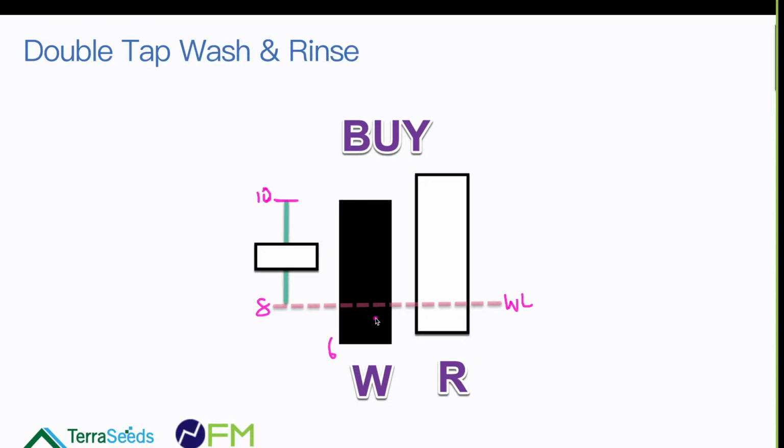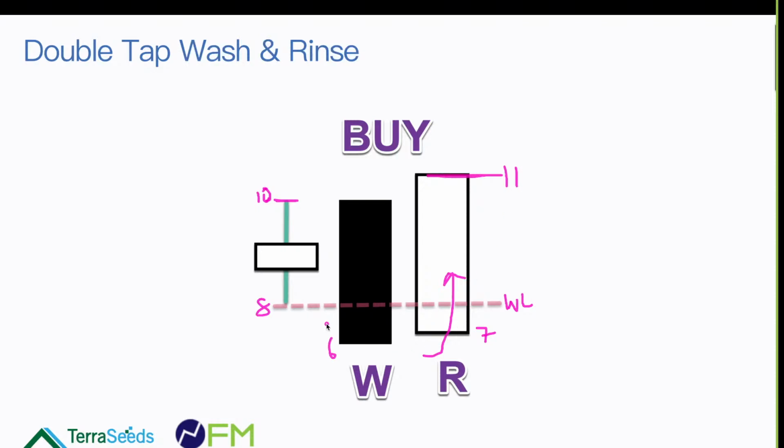Now, what is the rinse bar? The rinse bar means any bar after the wash bar that had a close above the wash line. For example, this one here had a close above the wash line because the closing price is here. Let me just do some numbers here. It can be that the low here is again at maybe $7, just an example only, but the close is at $11.